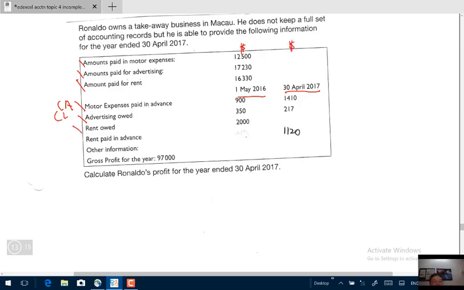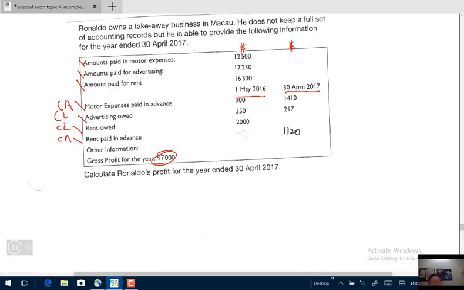Rent owed is also an accrual at the beginning of the year, and at the end of the year it reverts to a prepayment. So rent owed is a current liability, but rent paid in advance became a current asset at the year end. Other information: gross profit. They say start with a gross profit of 97,000.